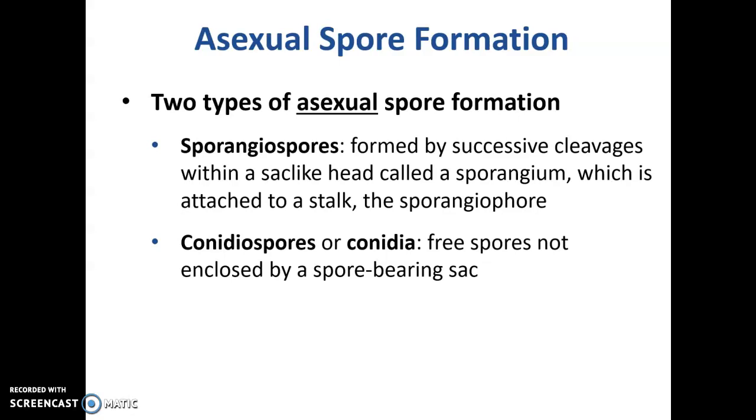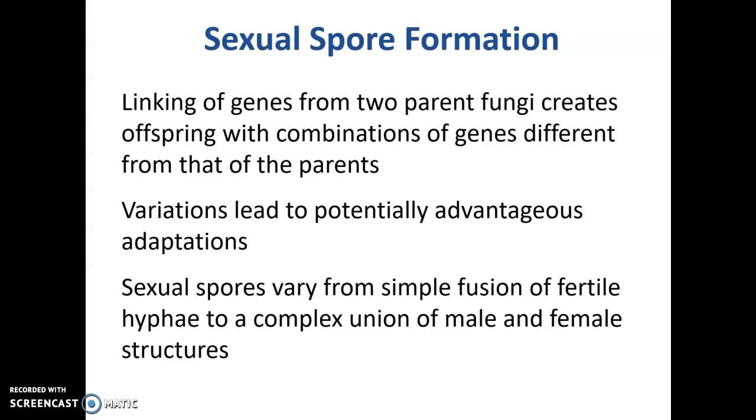So, two types of asexual spore formation. The sporangiospores are formed by successive cleavages within a sac-like head called a sporangium. And then the conidiospores are free spores not enclosed by a sac. Sexual spore formation is basically the linking of genes from two parent fungi, creating offspring. So it's easy to explain that one. There are lots of adaptations based on sexual spore formation, so they're probably going to have a better experience at survival.